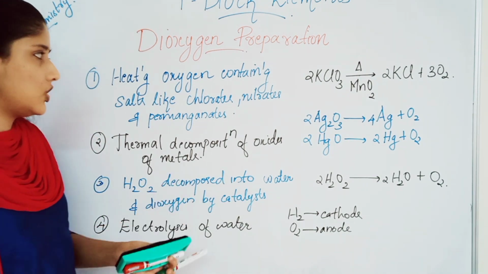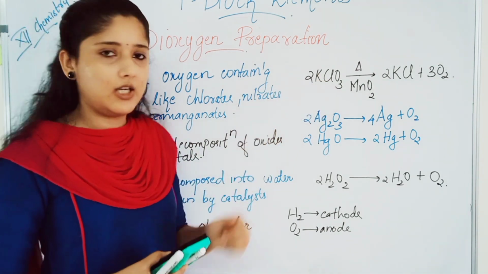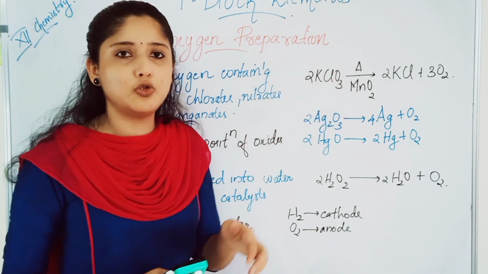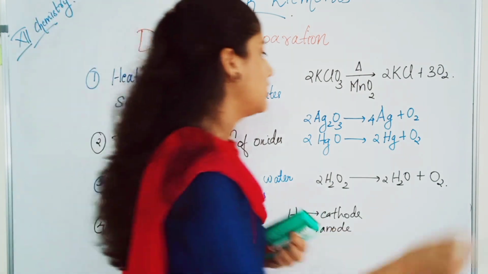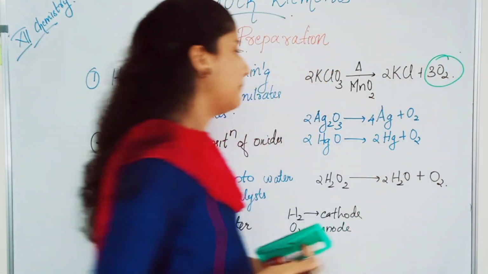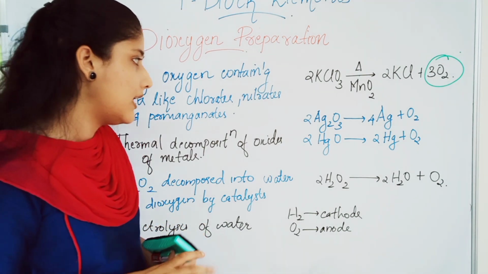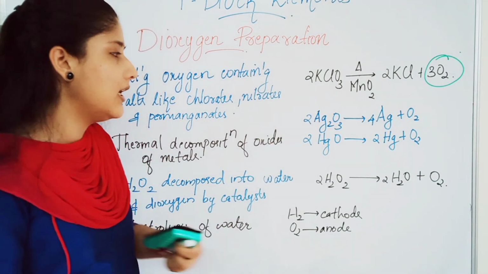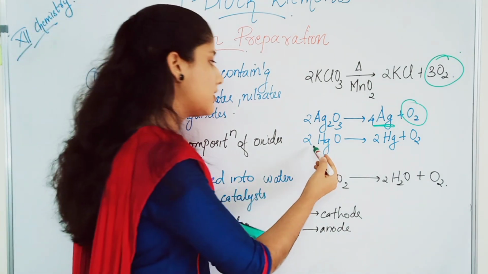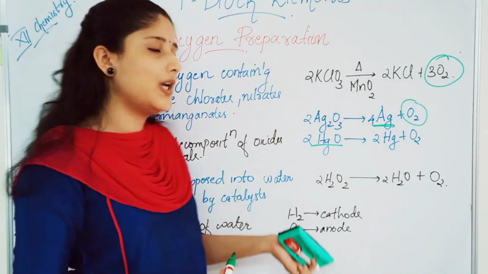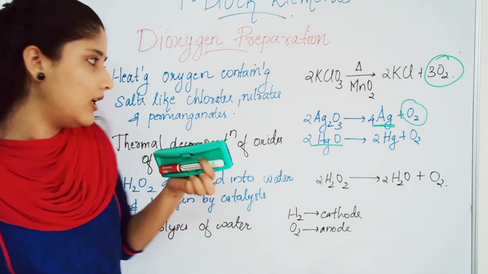Now let's look at the equations. Heating oxygen containing chlorates: 2KClO3, heated in the presence of MnO2, manganese dioxide as a catalyst, will give KCl and dioxygen. The second method was the thermal decomposition of oxides: Ag2O will give Ag, silver metal, and dioxygen. Similarly, mercuric oxide HgO will give 2Hg plus O2.